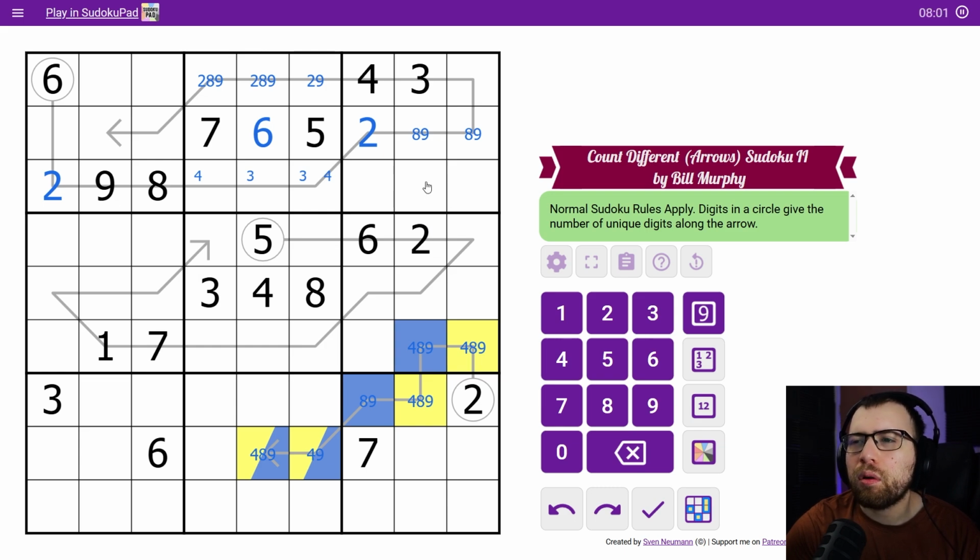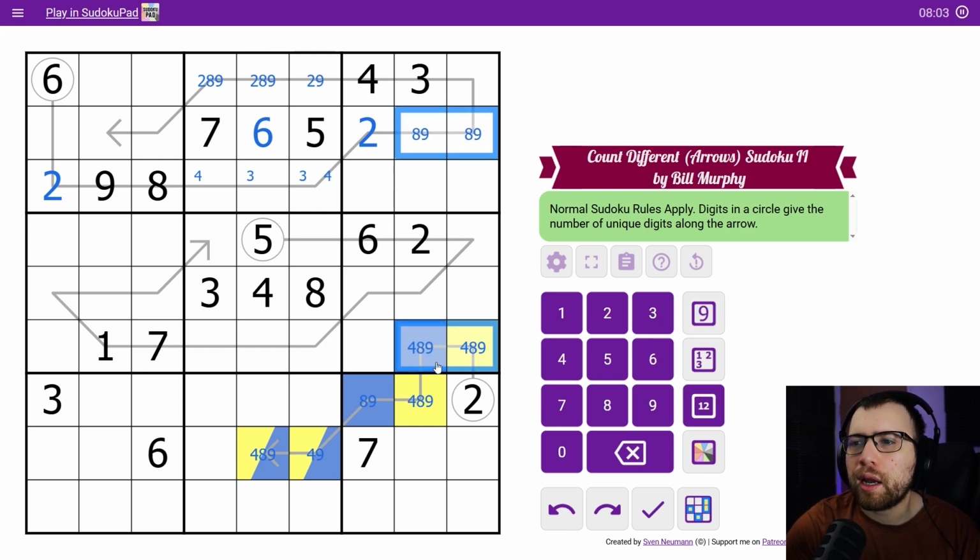Huh. Now, if these blue and yellow digits were 8 and 9, what would that do? Probably wouldn't do much. It could be that, though.